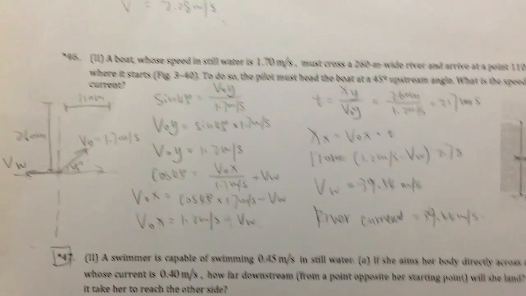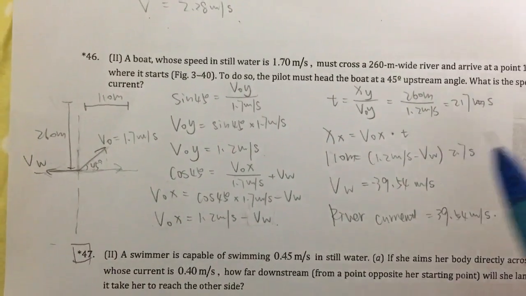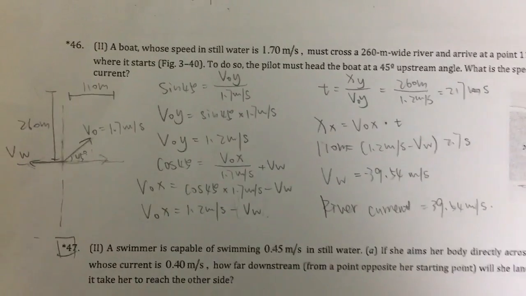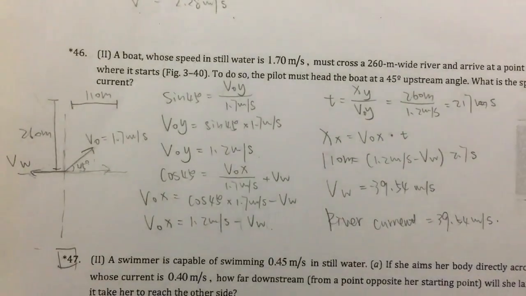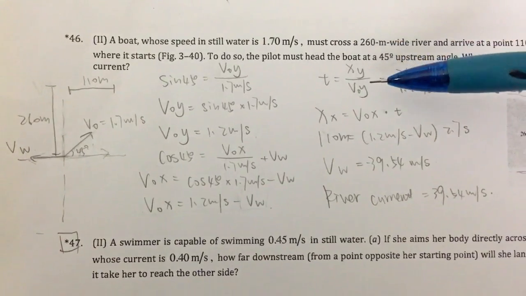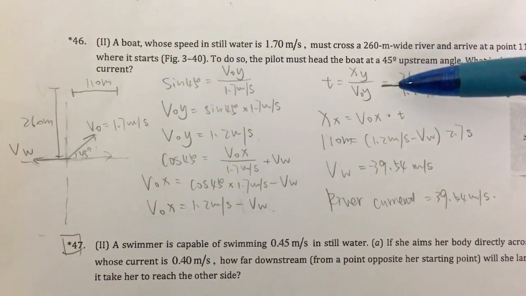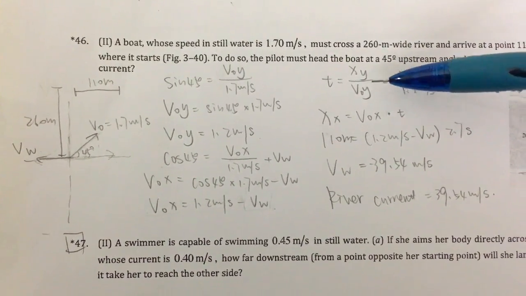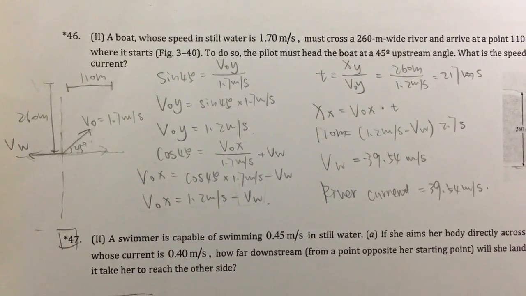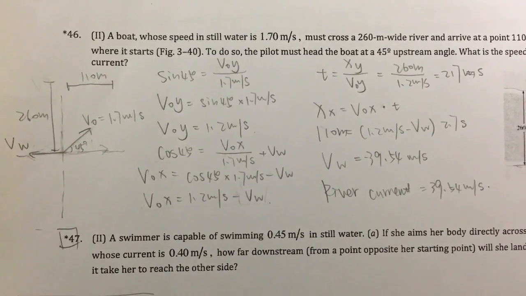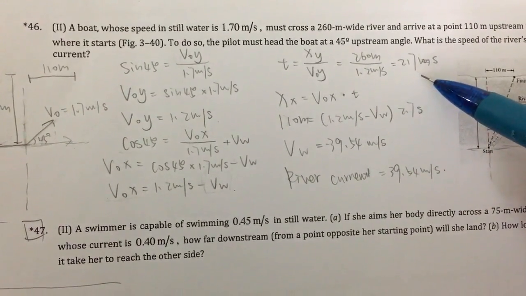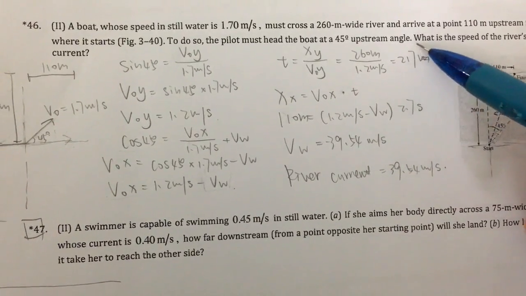Now we can use the distance of the y-axis divided by the initial velocity of the y-axis. Then we can calculate that the time the boat takes is 2.7 seconds.